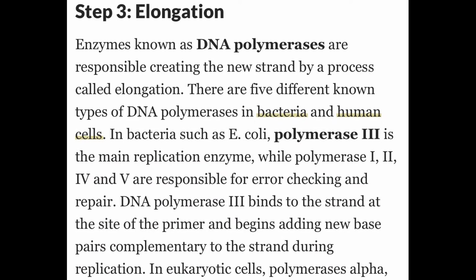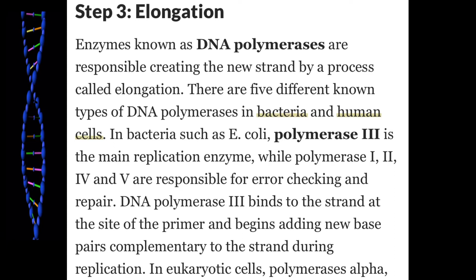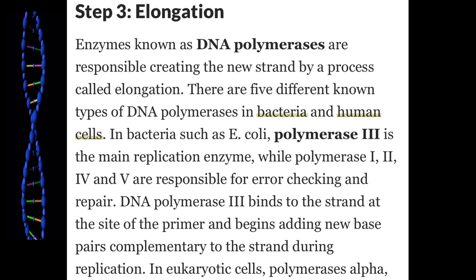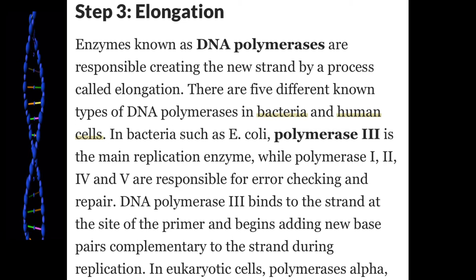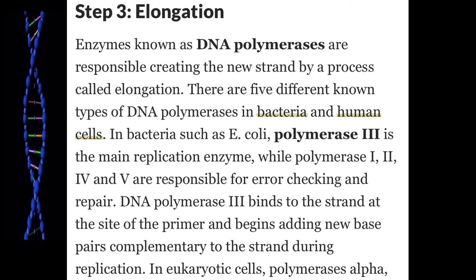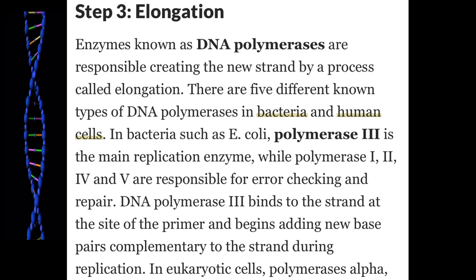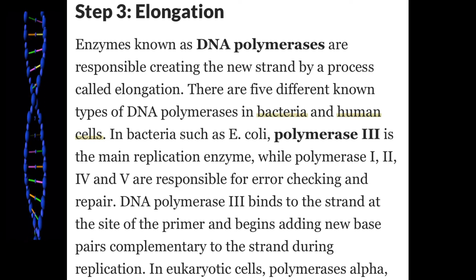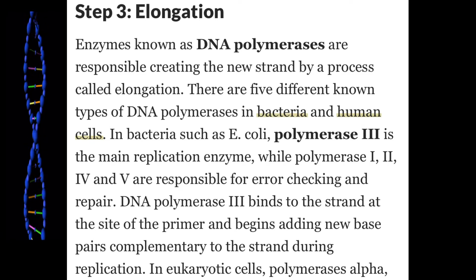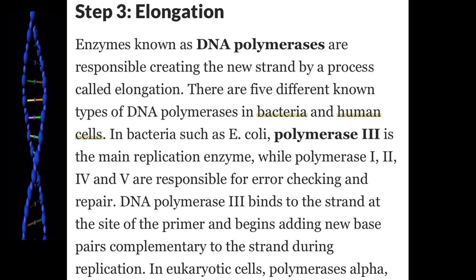Step 3. Elongation. Enzymes known as DNA polymerases are responsible for creating the new strand by a process called elongation. There are 5 different known types of DNA polymerases in bacteria and human cells. In bacteria such as E. coli, polymerase III is the main replication enzyme, while polymerase I, II, IV, and V are responsible for error checking and repair.